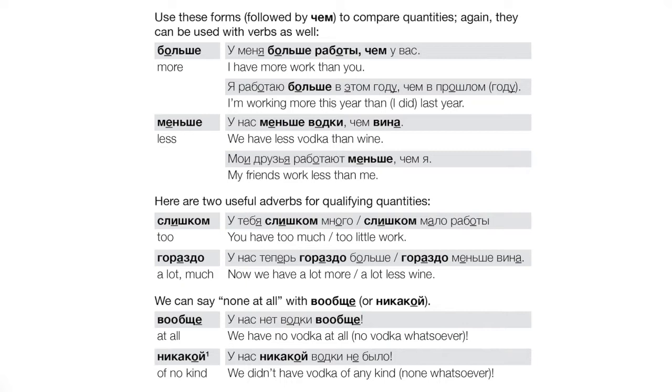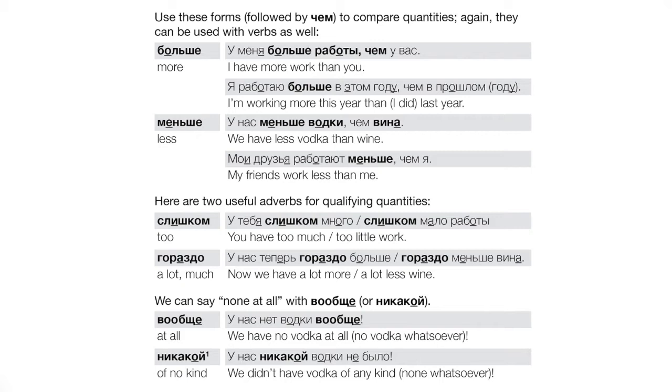Слишком means too, with two O's. Гораздо means a lot or much. So, for example, у тебя слишком много or слишком мало, right? You have too much or too little. And then we get работы, right? Genitive. Too much of work, too little of work. Гораздо. У нас теперь гораздо больше or гораздо меньше вина. Now we have much more or much less of wine, right? Genitive. And what about none at all?